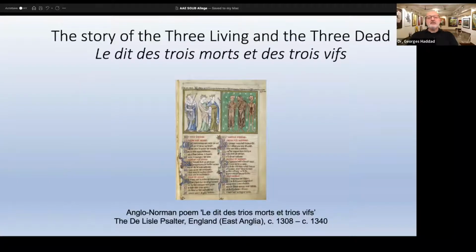This trope is quite interesting because it started in India. It is a Buddhist idea, three men facing three dead. And this Buddhist idea went all the way from India to Persia, to the Abbasid Arabs, and came to Europe. So when the plague hit, people started speaking about the story of the three living and the three dead. And this is from an Anglo-Norman poem dating from the 14th century.